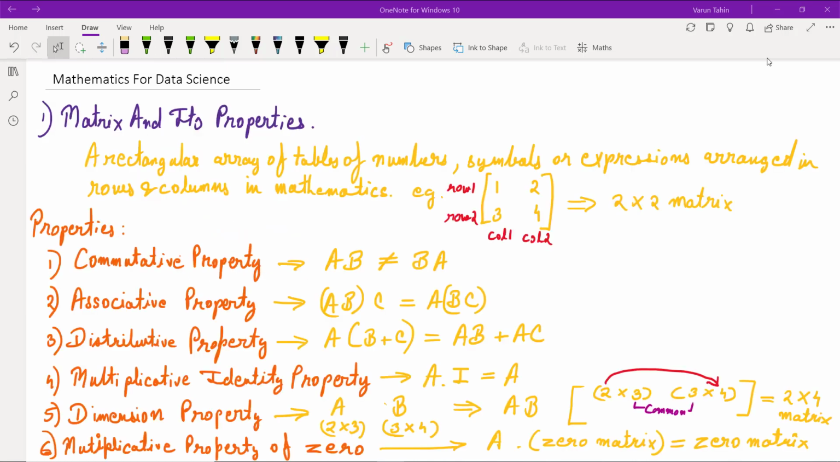So you might be wondering, what is a matrix? A matrix is a rectangular array or table of numbers, symbols or expressions arranged in rows and columns in mathematics. So we have been given an example where this represents a matrix, a table of 2 rows and 2 columns, and hence it is a 2 into 2 matrix.